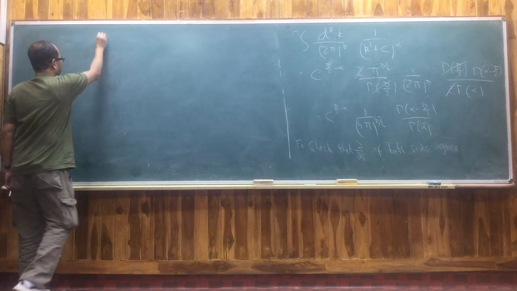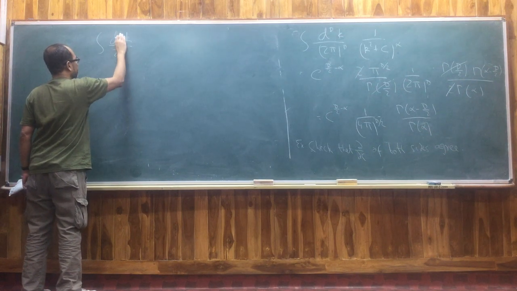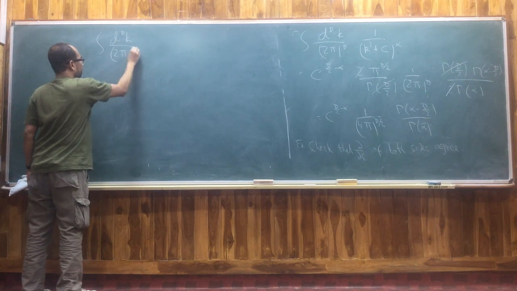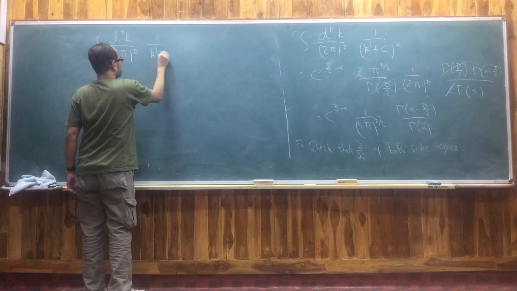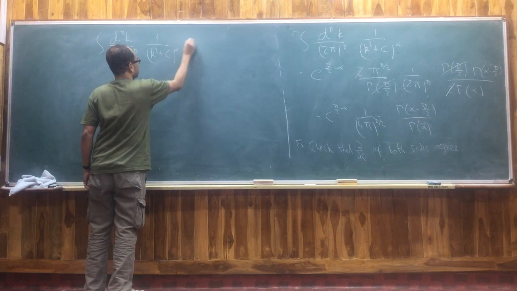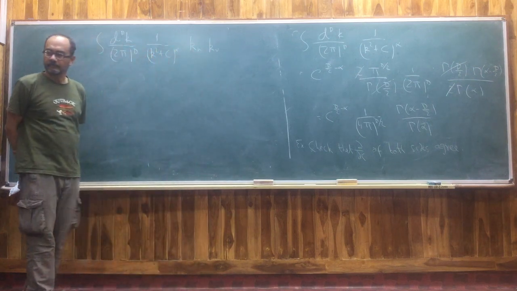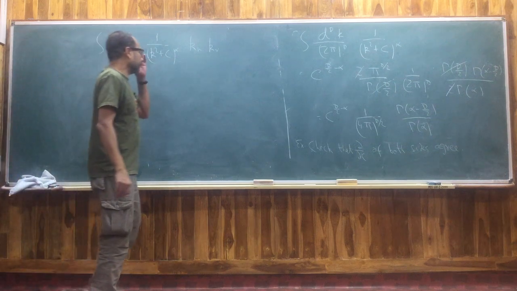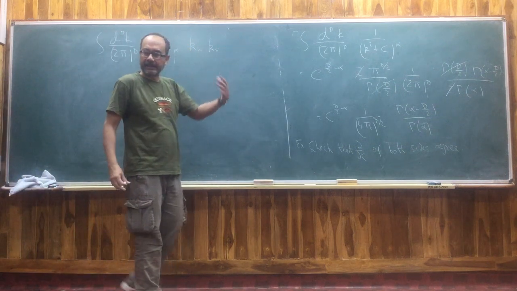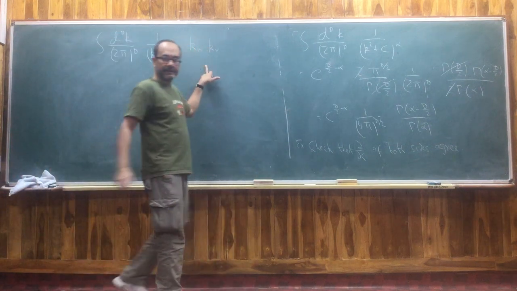We may have integrals of the following form: d^dk over (2π)^d. How do we evaluate this? The point is that for evaluating this, you don't have to go back again and do the integral all over. From whatever formula I have given here, you can actually calculate this.